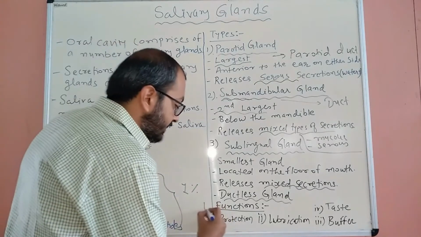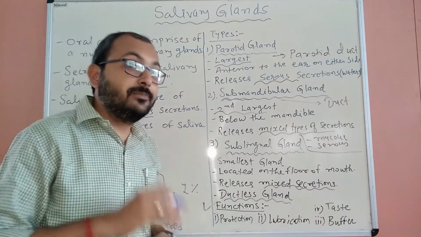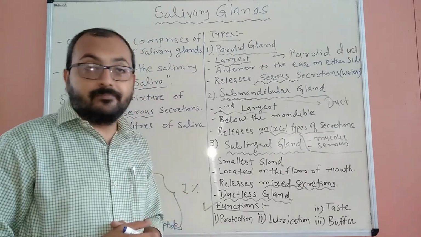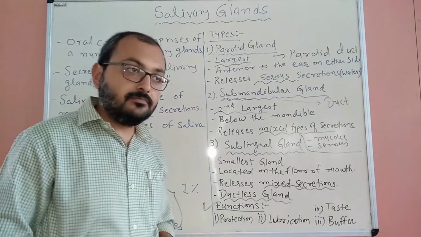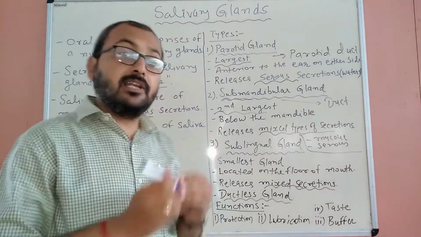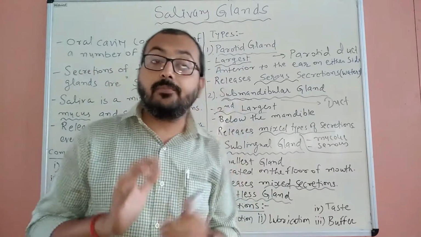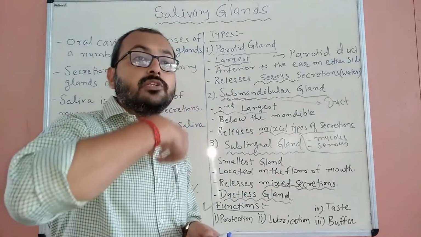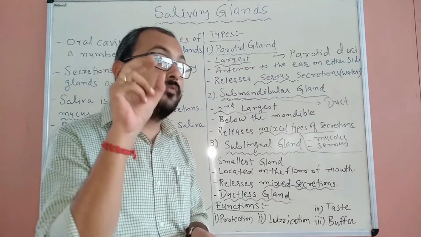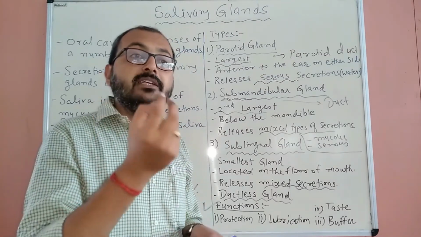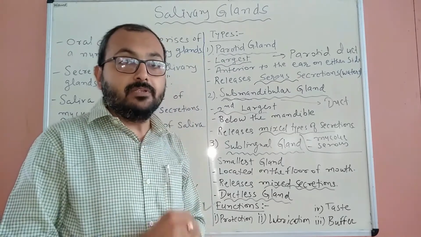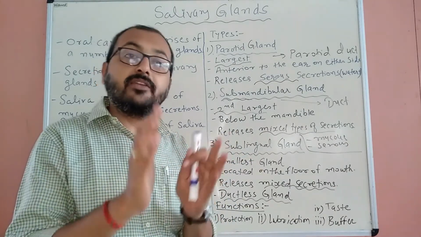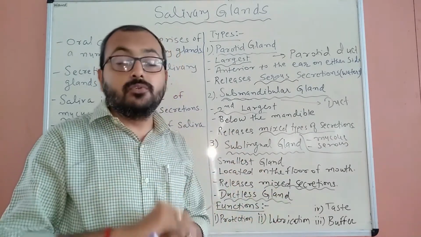The last portion is functions. The major functions are protection as well as lubrication. Again, there will be a question: how can these salivary glands and their secretions provide protection? Remember, when we consume food, it is in the form of a bite. As soon as the bite enters the oral cavity, there is a release of saliva in response to the specific food.